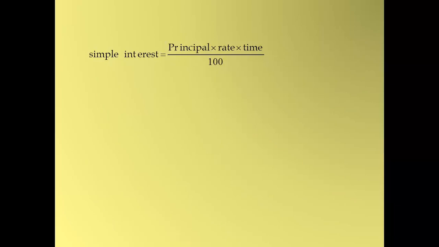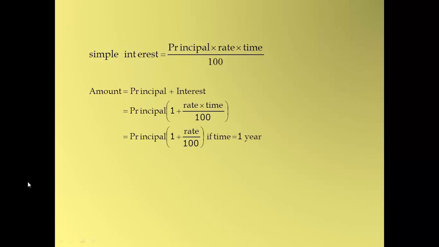For example, simple interest is principal or present value times rate times time by 100. We could just say present value times rate times time. Now, amount or future value is principal plus interest. Now, we have interest equals principal times rate times time by 100. So, principal plus interest is replaced by principal plus principal times rate times time by 100. I take out principal common. I'm left with 1 plus rate times time by 100. So, principal times 1 plus rate by 100 if time is 1 year. Now, this time becomes 1 year.